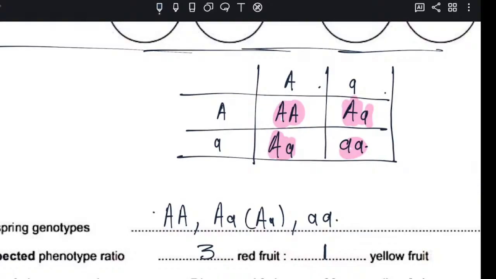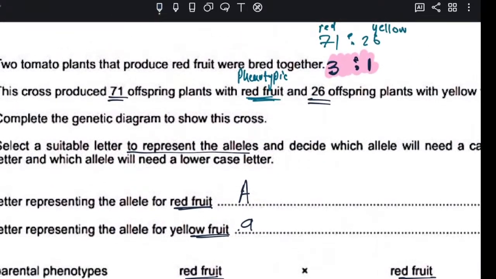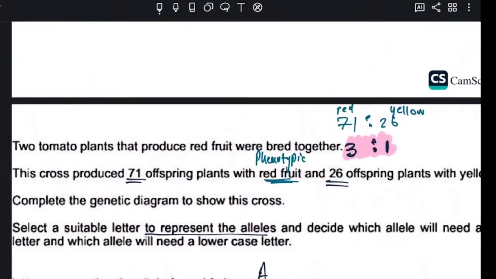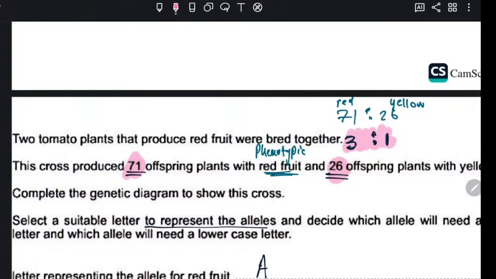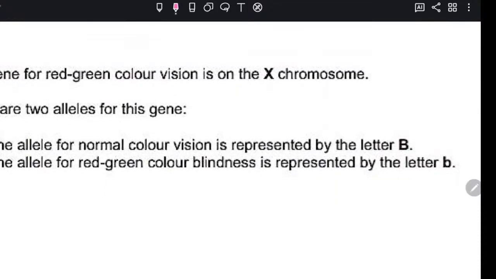So this is what you do when you have heterozygous. How did you know we have heterozygous? They talked about the ratios. You get 71, 26. That's a 3:1. So you know it's heterozygous there. Are we together?